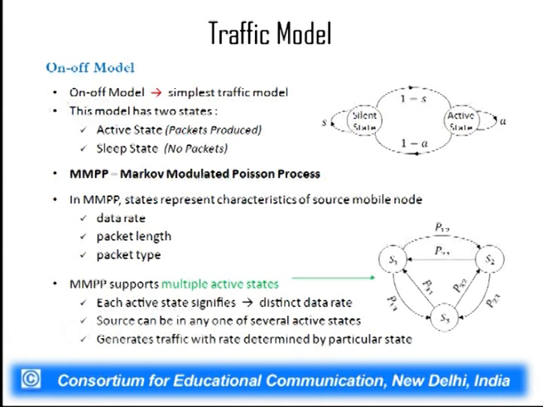Now in this process, the state characteristics, that is, what a particular state denotes or refers to, can be the data rate. With respect to data rate, it can happen that our mobile device is silent because it's not generating that much data, or it can be above some threshold, so we can say it's active according to what the data rate is.